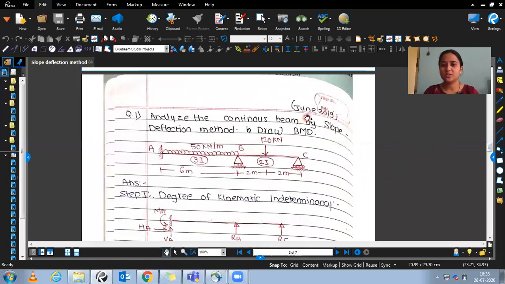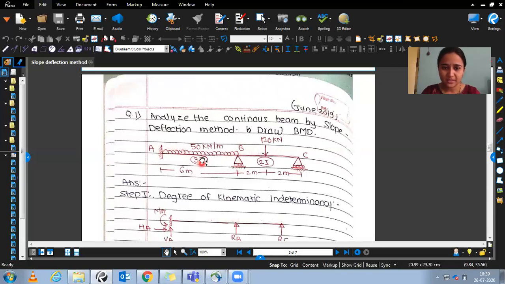Okay, this question was asked in our NSEM exam, June 2019. Analyze the continuous beam by the slope deflection method and draw the BMD, bending moment diagram. This beam has one end fixed, this is a hinge, and this is, sorry, this is a roller, and this is also a roller.